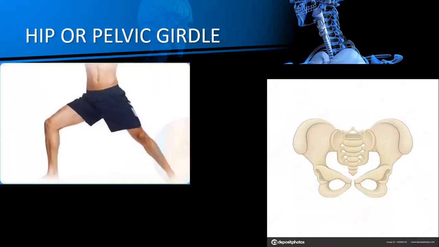Hip or pelvic girdle. Legs are supported by the hip or pelvic girdle. Girdles allow movement of arms and legs in all directions.